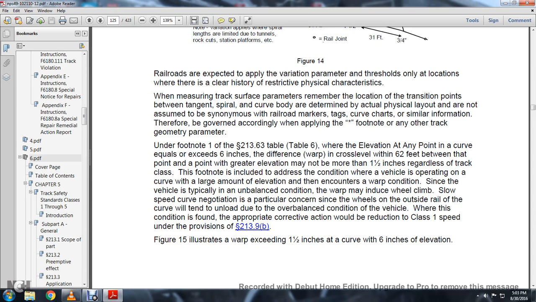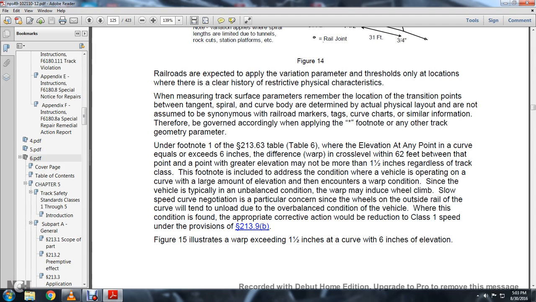Under footnote number 1, Statute 21363 Table 6, for the elevation at any point of the curve that equals or exceeds 6 inches, the difference of warp at the cross level of 62 feet between the point and the points of greater elevation may not be more than 1.5 inches, regardless of the class of track. The footnote is included with the dynamic condition of the vehicle and the operation on the curve. The large amount of elevation increases the chance of encountering the warp condition.